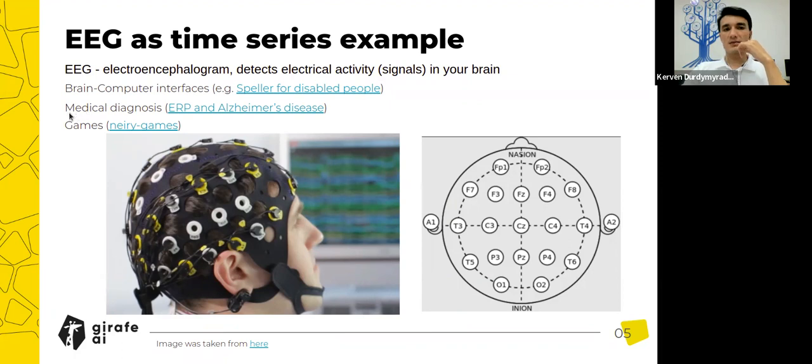And for example, in the second case, it's used in medical diagnosis. For example, it's used for predicting Alzheimer's disease. As I remember, it can predict a long time before, for example, 5 or 10 years before, this disease occurs in people.